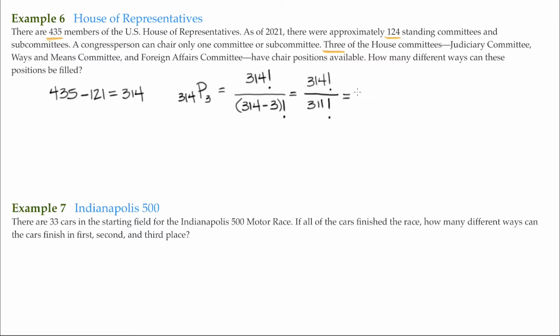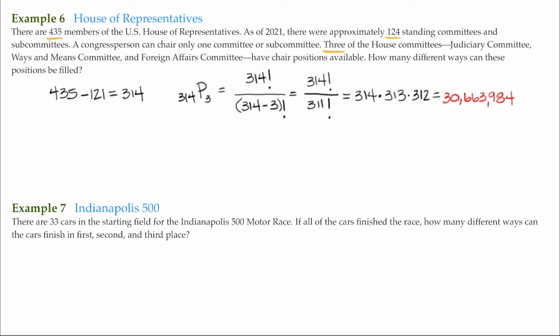leaving us with 314 times 313 times 312. And of course we start out with 314 and count down 3 times. 1, 2, 3. That comes out to be 30,663,984 different ways to fill these positions.